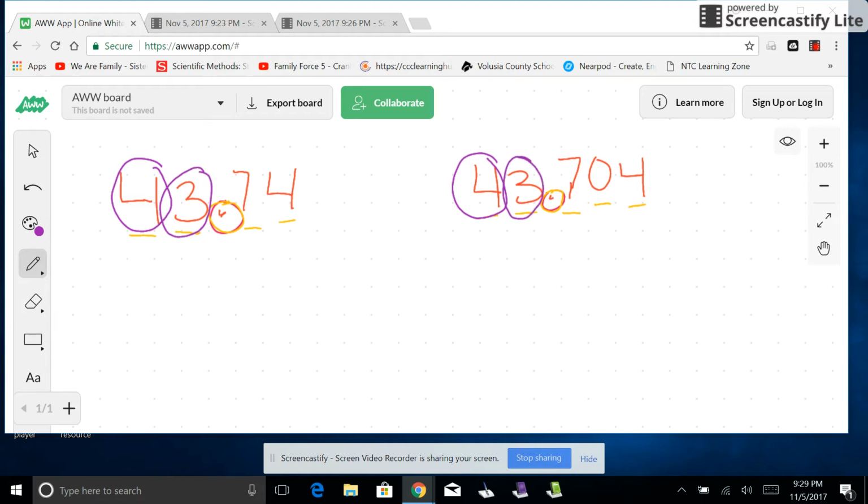So far, there's nothing that's different in these numbers. Now we're going to go to the next place, which is the tenths place. There's a 7 in the tenths place, and there's a 7 here. So again, we are equal up to this point. Now we're going to compare our hundredths place. There's a 4 in the hundredths place and a 0 in the hundredths place. So that is the place in which they are different.